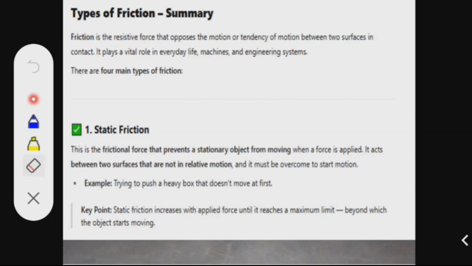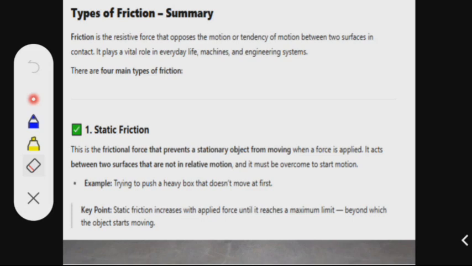So let's go to types of friction now. There are like 5 types of friction, and it's important that we know these types. So here I try to summarize the definition of friction, and okay, it's four types of friction. So these four types of friction, we have static friction.